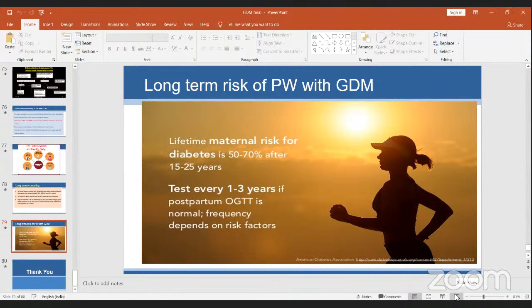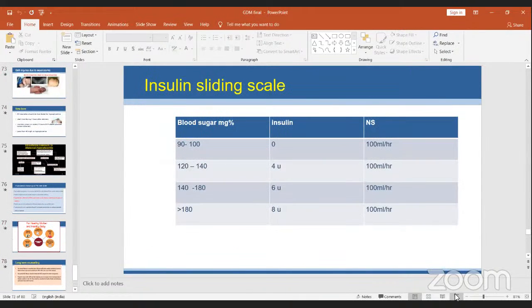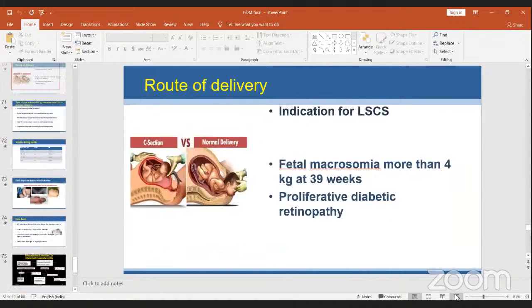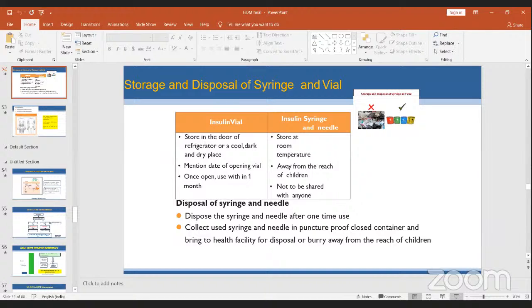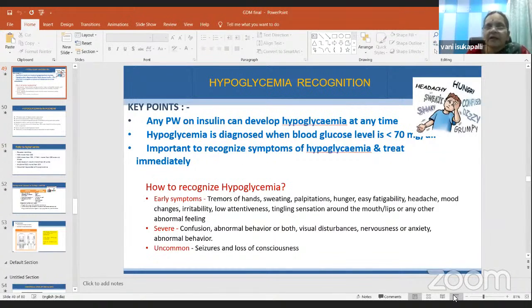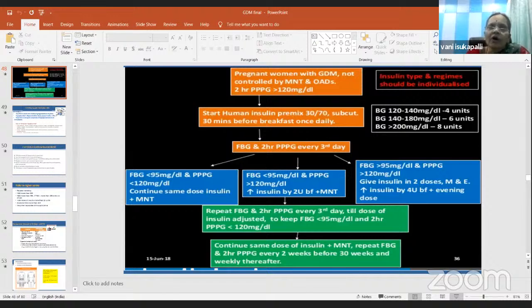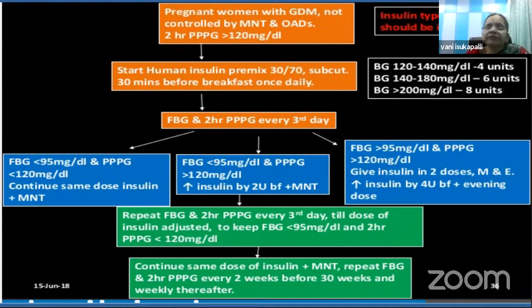I'll project it again. So this is the thing I'll be projecting again. For you to understand, it depends on the blood sugar values, not by the body weight. So if it is anything between 120 and 140, how many units have to be given? If it is between 140 to 180, what is the dose? If it is more than 200, what is the dose?